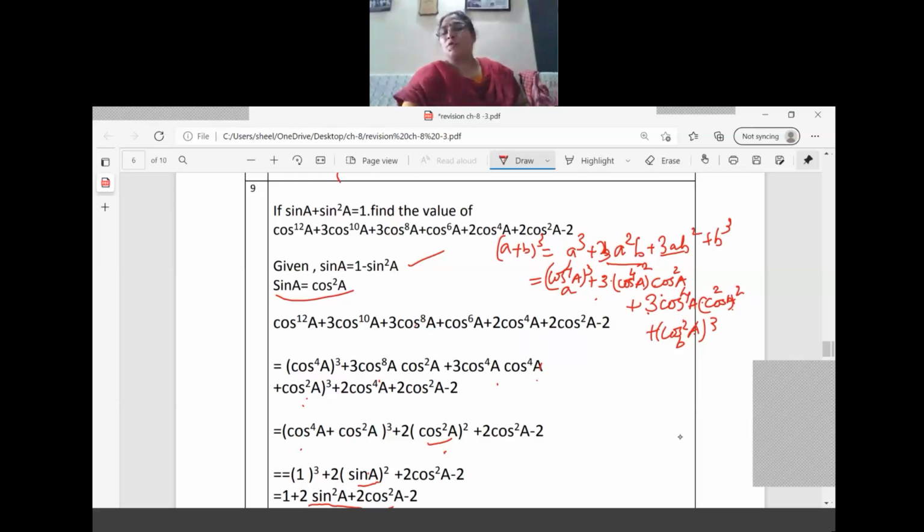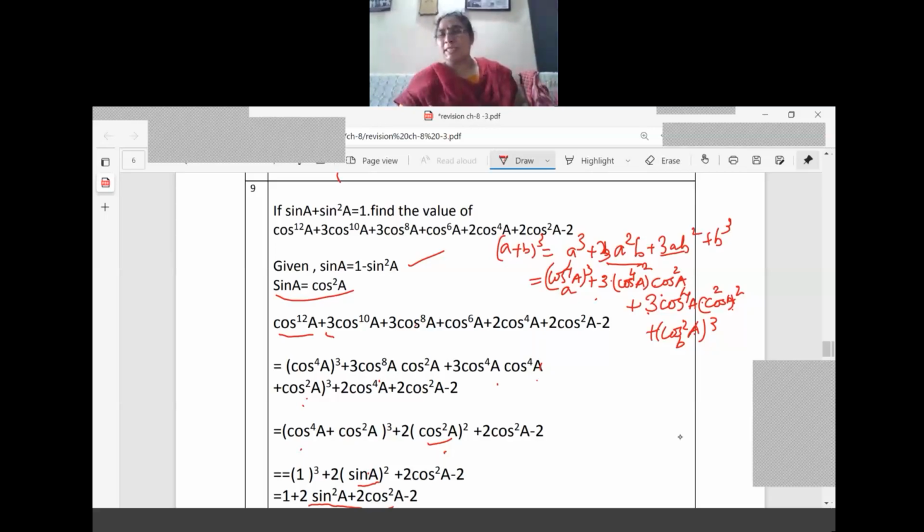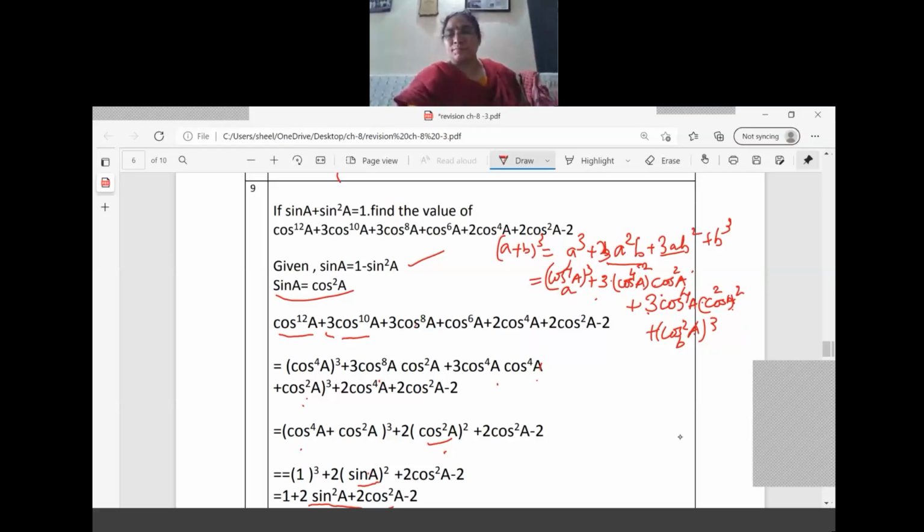So once you know the formula and also the a and b terms, you can avoid the confusion. Now what happened here? If you cross check, cos raised to 4a whole cube will be cos raised to 12a only, 3 already there. Now cos raised to 4a whole square is cos raised to 8, and cos square is there, 8 plus 2, 10. Right?